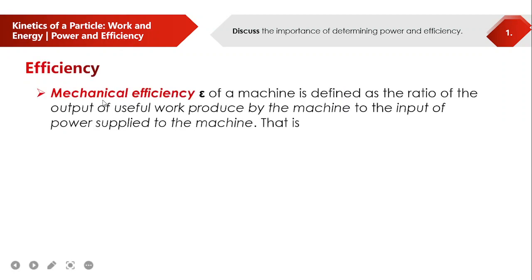Okay. So, what about the efficiency? So, mechanical efficiency, epsilon, of a machine is defined as the ratio of the output of useful work produced by the machine to the input of the power supply to the machine. That is, the ratio of power output by the machine to the input of power supply. So, output over input na lang siya. So, that will be P sub O over P sub I. So, this is output over input na lang, no? If we are talking efficiency.